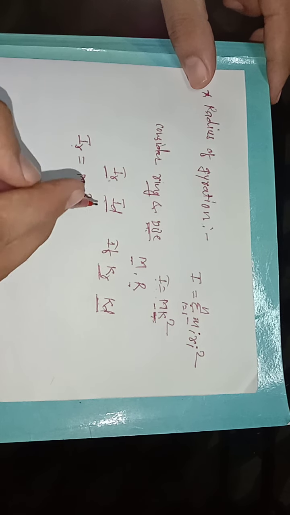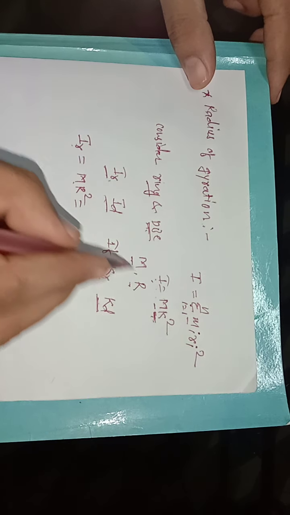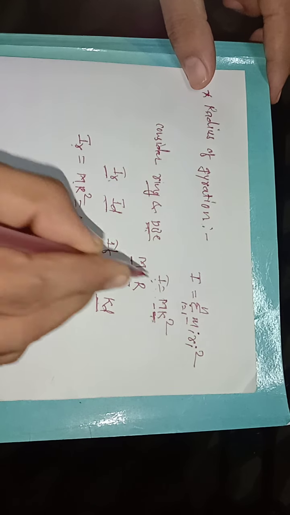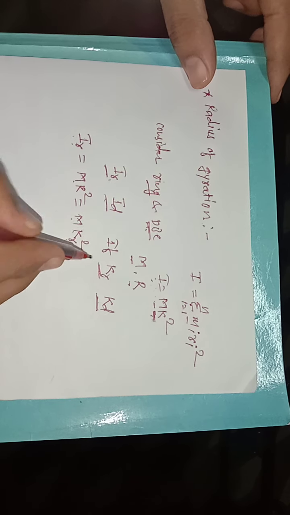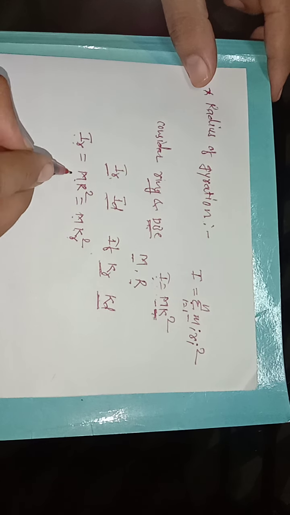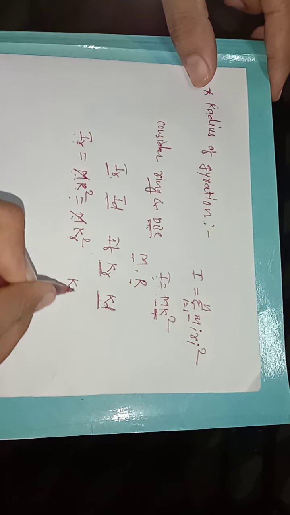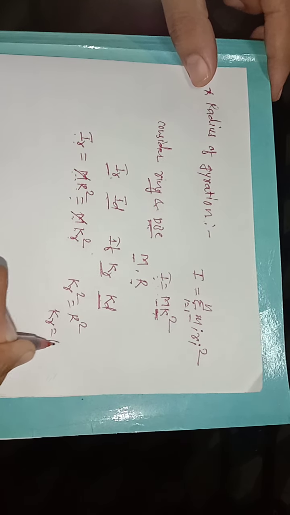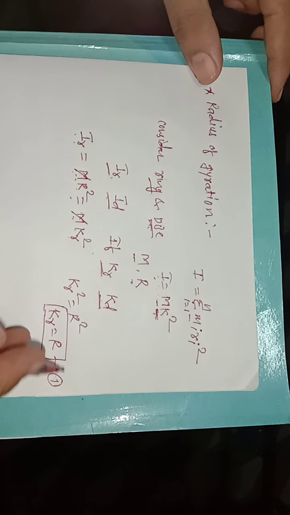For that, we already calculated the formula: I_R is equal to m r square. Or, because I is equal to m k square, we can also write I_R is equal to m K_R square. So m r square is equal to m K_R square. The m cancels, so we get K_R square is equal to r square. That means K_R is equal to r. See this equation number 1: K_R is equal to r.